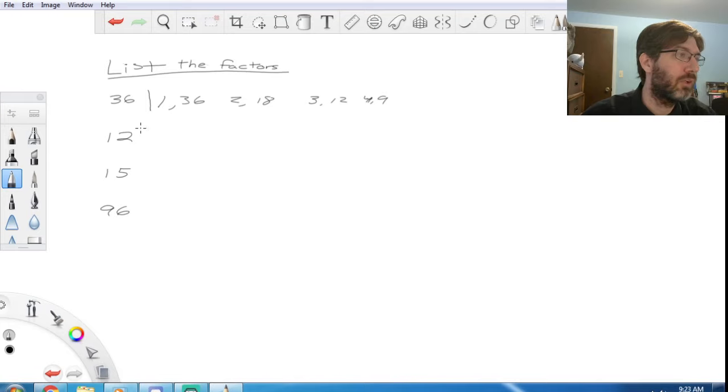So for 12, we should be getting 1 and 12. We should also be getting 2 and 6, 3 and 4. And for 15, you should be getting 1 and 15. 2 does not work because it's not even, so 3 and 5, and that's about it.